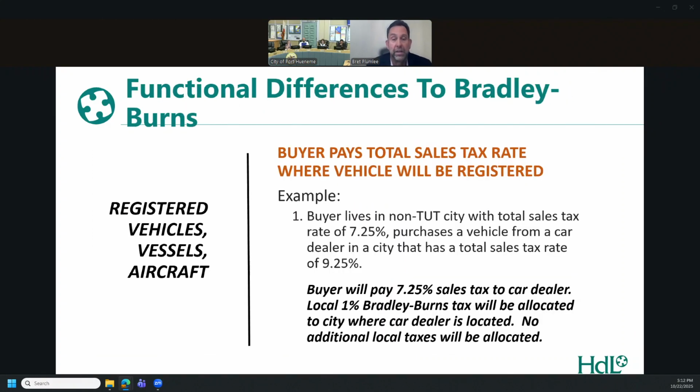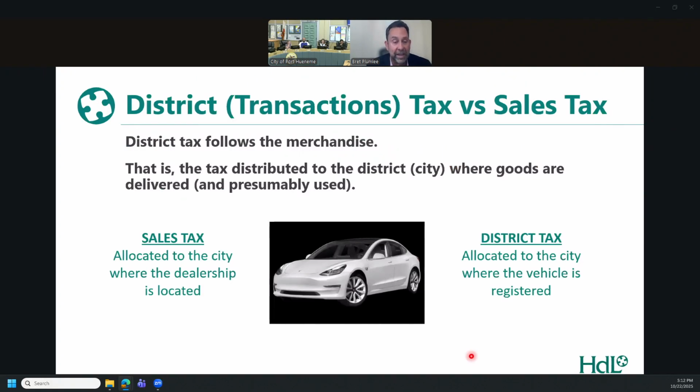Differences between the transaction and use tax, or the tax override, and Bradley Burns are evident mostly when it comes to automobiles. The transaction and use tax that's generated on automobiles is dependent on where that vehicle is registered. So sales tax gets allocated to the direct point of sale, where that dealership is located.